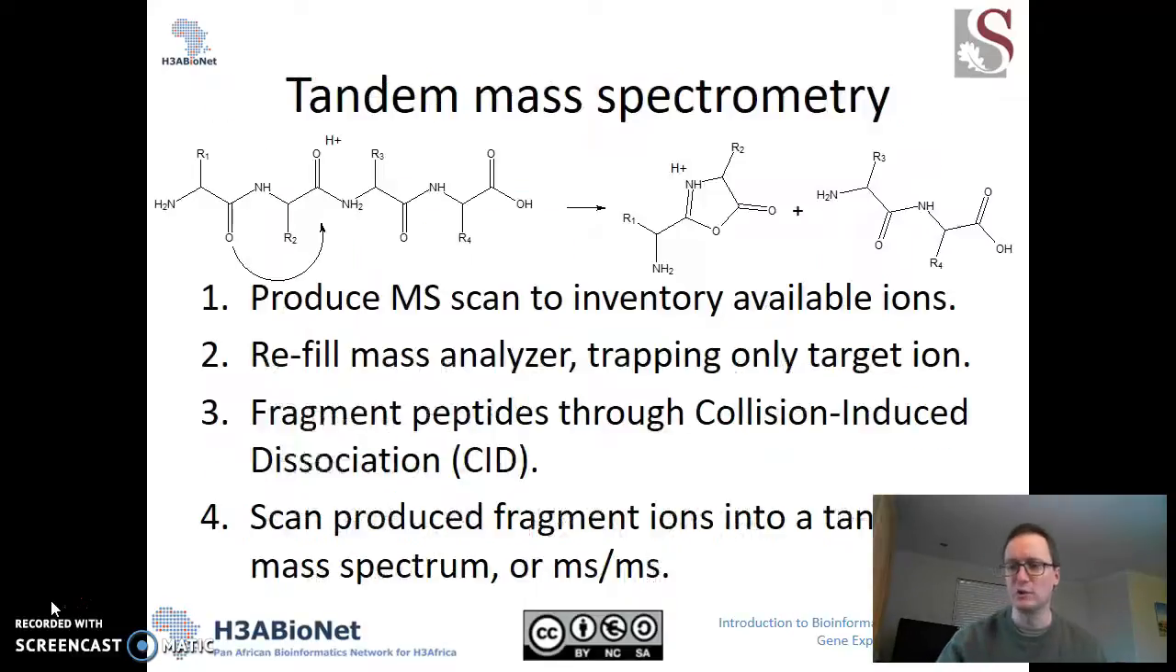Okay, so let's move ahead. Tandem mass spectrometry is not just asking what ions are flowing out of the liquid chromatography or from the spot of the multiplate at this moment in time. Instead, tandem mass spectrometry represents a structural interrogation of those peptides.